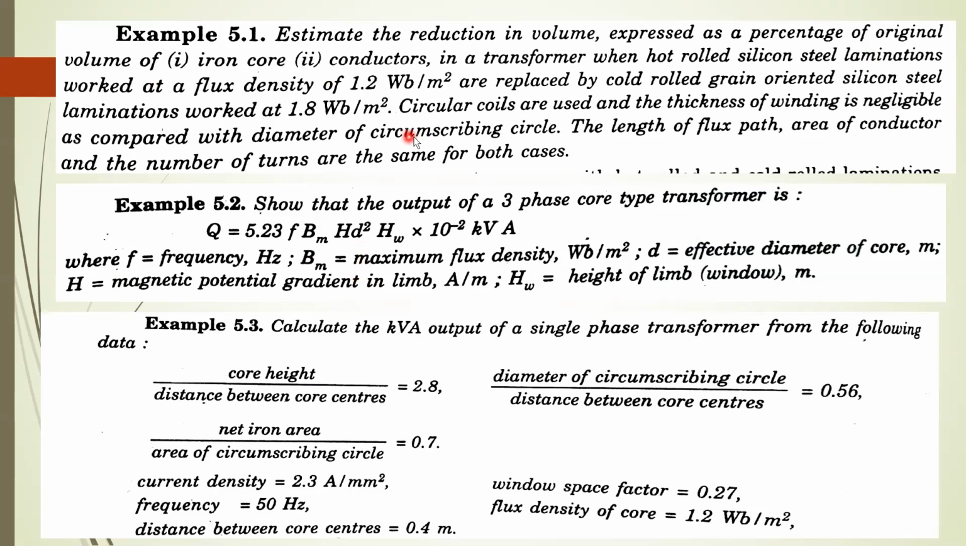Okay. And in the question, they are saying that circular coils are used and thickness of winding is negligible as compared with diameter of circumscribing circle. So you have to assume that the circular coils are used in the transformer and the thickness of winding is very small as compared to the diameter of the circumscribing circle. The length of flux path, area of conductor, and the number of turns are the same for both cases. Okay, it's a nice question.